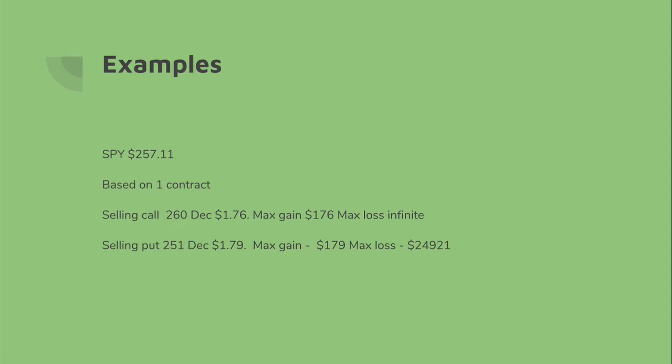$24,921. I got to that number because you have to think what happens at assignment. If you get assigned the SPY, you're being assigned at $251. So say the SPY goes down to zero, which again, is unlikely to happen. But if it goes down to zero, and it's been assigned to you at 251 minus that gain of 179, that's going to give you that $24,921.